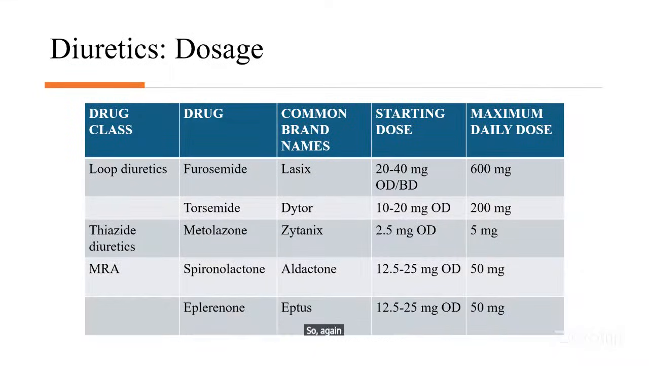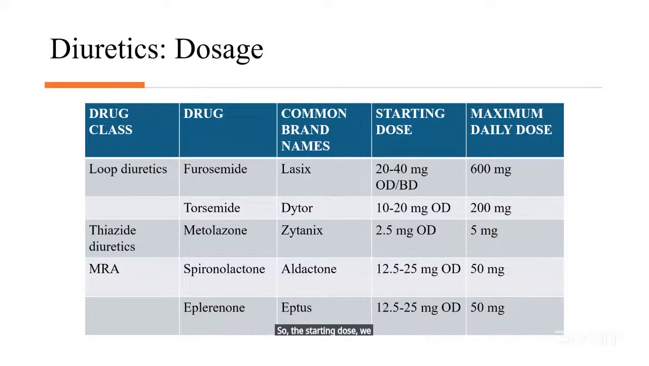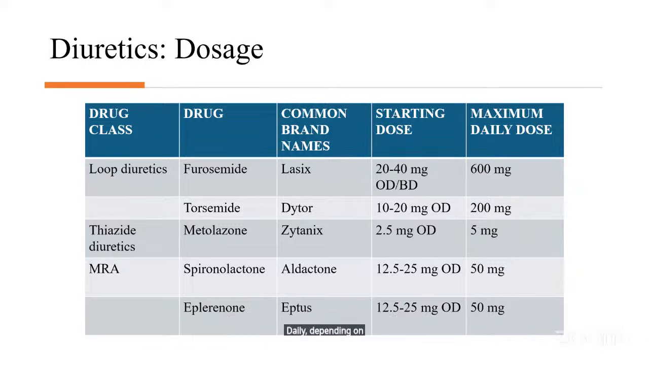So again, highlighting the important drugs: furosemide, which is commonly known by the name of Lasix. The starting dose we start it orally is 20 to 40 milligram, either once daily or twice daily, and the maximum daily dose is up to 600 milligram. Another common drug is torsemide, which is started at 10 to 20 milligram once daily, and we can go up to 200 milligram daily, depending on how the patient's congestion is relieved or not.